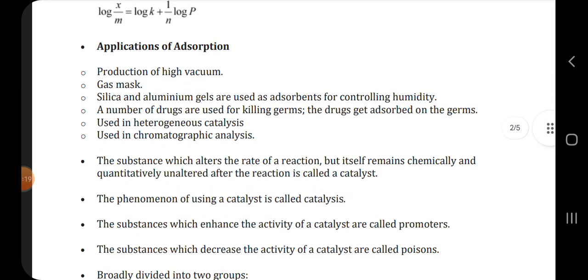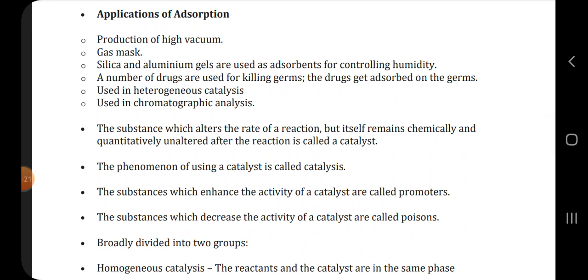Applications of adsorption: production of high vacuum, gas masks, silica and aluminium gels used as adsorbents for controlling humidity. A number of drugs are used for killing germs; the drug gets adsorbed on the germs. Also used in heterogeneous catalysis and in chromatographic analysis.